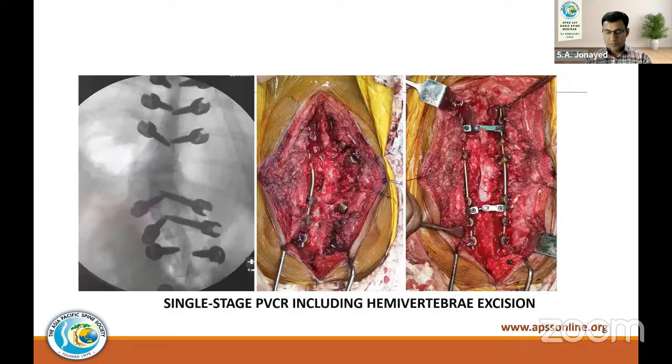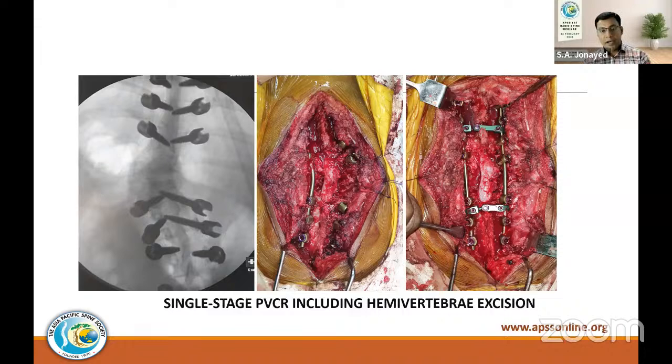First of all, we would apply screws 3 levels above and 3 to 4 levels below. Then we use a temporary rod. After that, we did the laminectomy as well as starting the VCR, that is the vertebral column resection, and try to correct gradually by changing the rod.